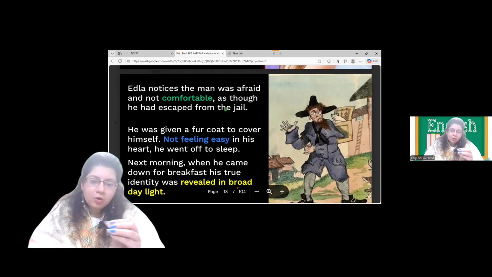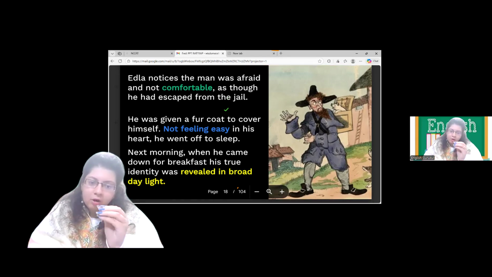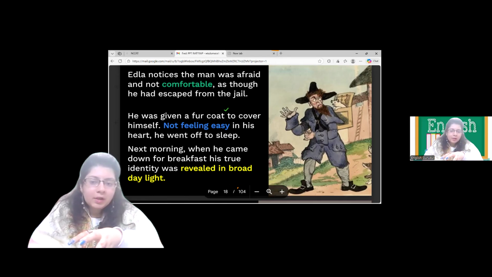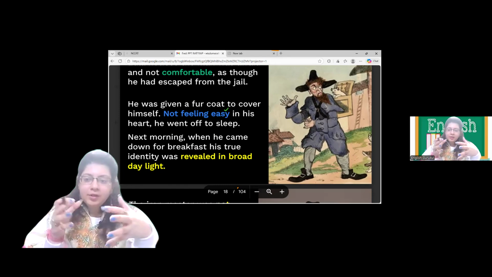He was given a fur coat to cover himself. Not feeling easy in his heart, he went off to sleep. So now he was given a fur coat.